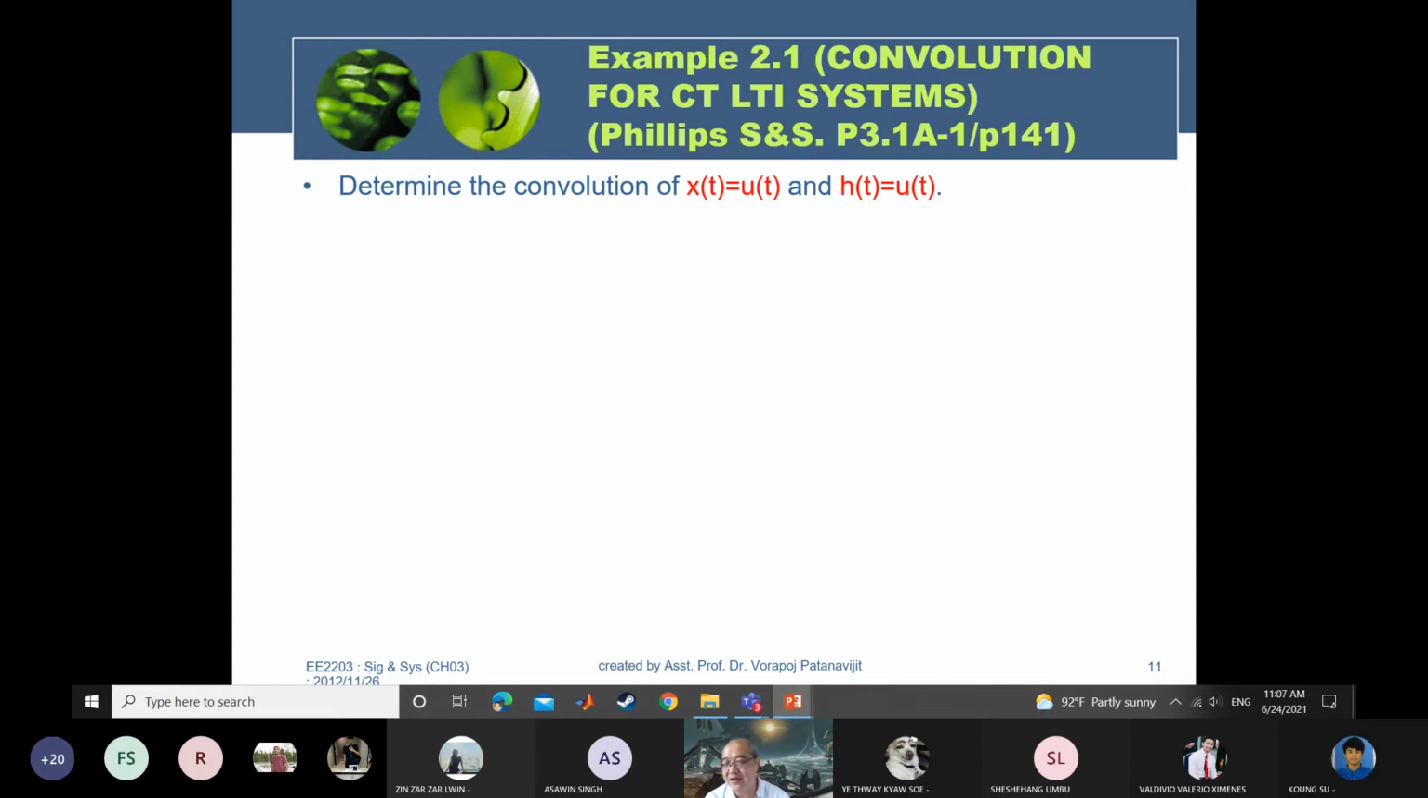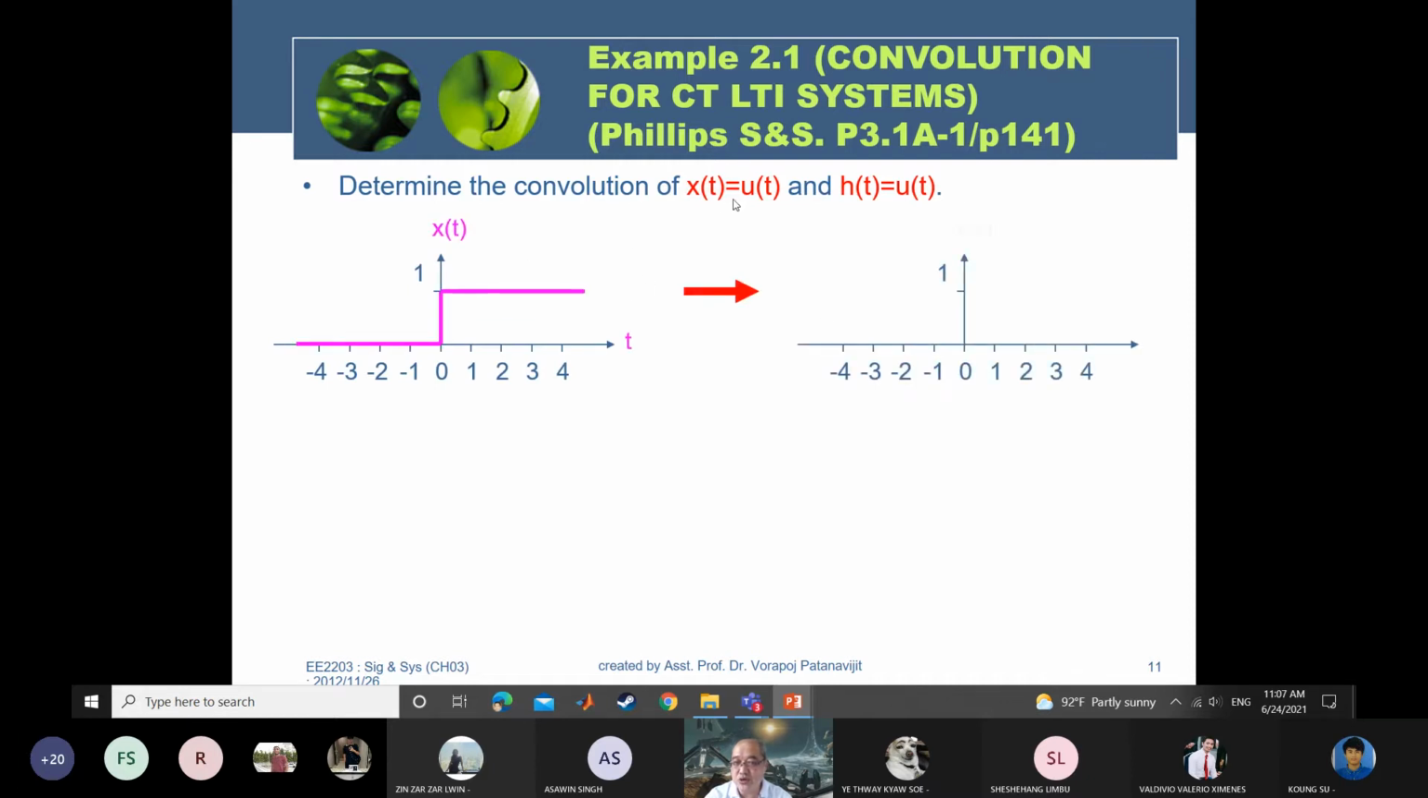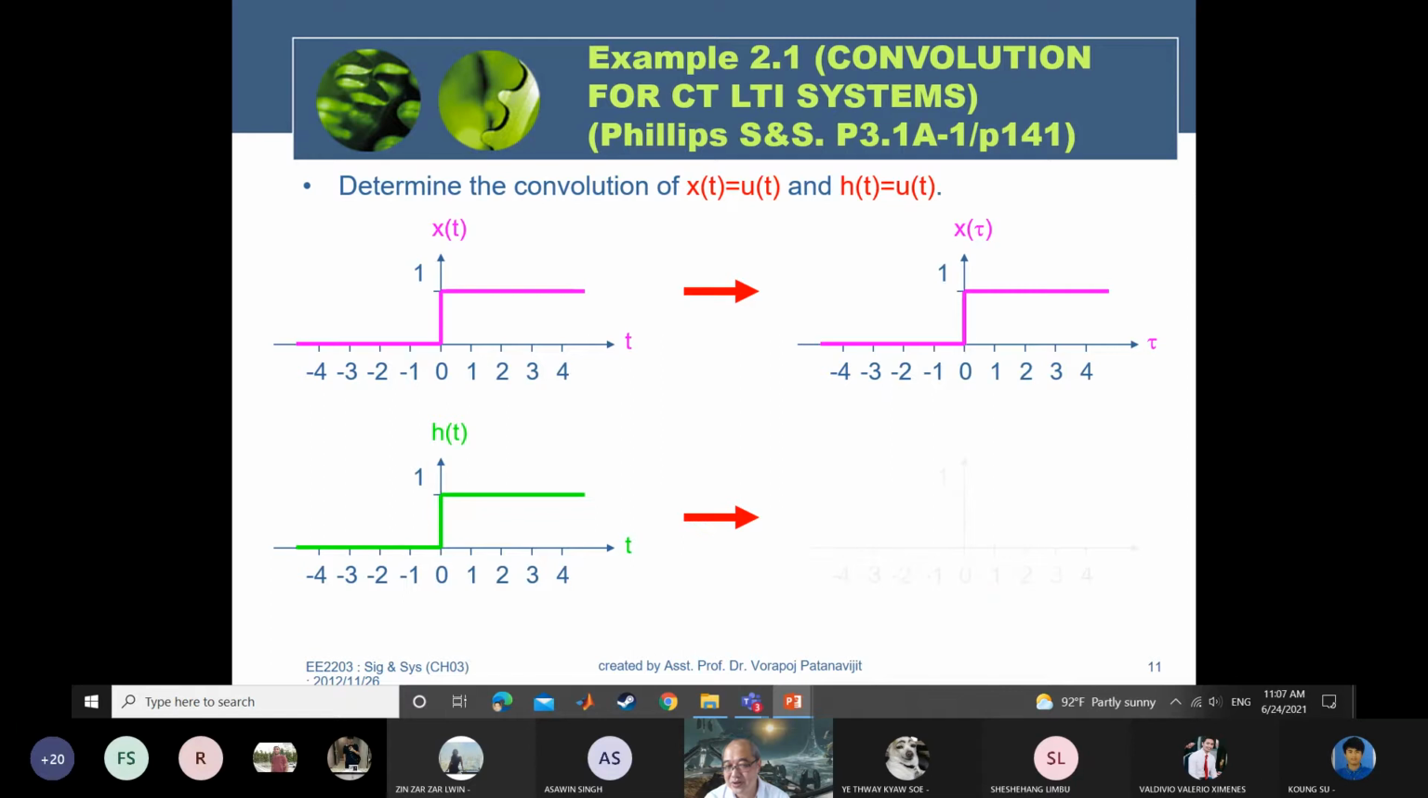We start with a simple example first: convolve between x(t) and h(t), where x(t) is the unit step u(t). The first step is to change every t in x(t) to tau, so x(t) becomes x(tau), changing the axis from t to tau too. h(t) is handled in the same manner: change h(t) to h(tau), changing t to tau.